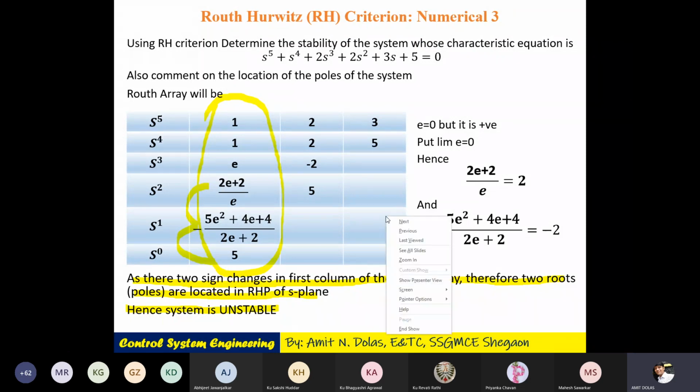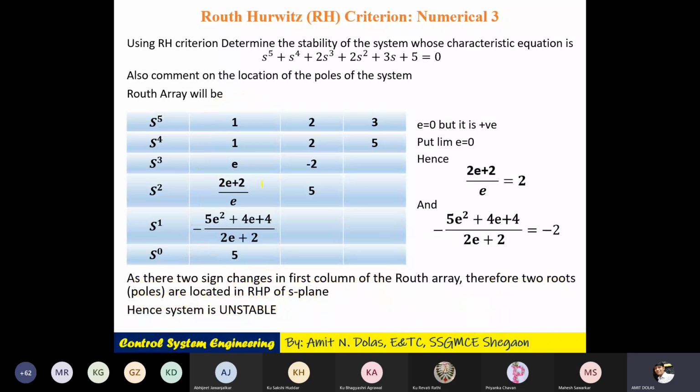Okay. And if you want to calculate the value of the element here, you can, you know, e is equal to 0 but it is positive. So put the limit e equal to 0 into this. You are putting 0 here, you will get answer 2. Means the approximate value will be of course 2. And if you put e equal to 0 here, you will get answer minus 2. Okay, if you want further clarification. So this is the route array. Accordingly, we obtain and comment on the stability of the system.